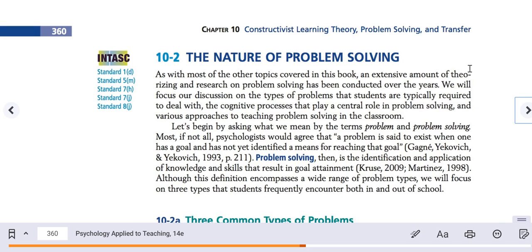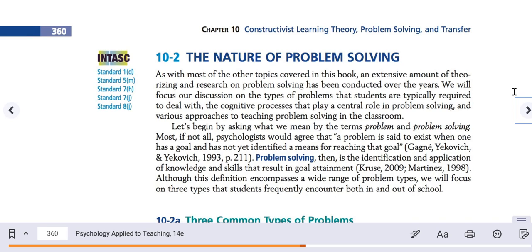The nature of problem solving. As with most of the other topics covered in this book, an extensive amount of theorizing and research on problem solving has been conducted over the years. We will focus our discussion on the types of problems that students are typically required to deal with, the cognitive processes that play a central role in problem solving, and various approaches to teaching problem solving in the classroom.